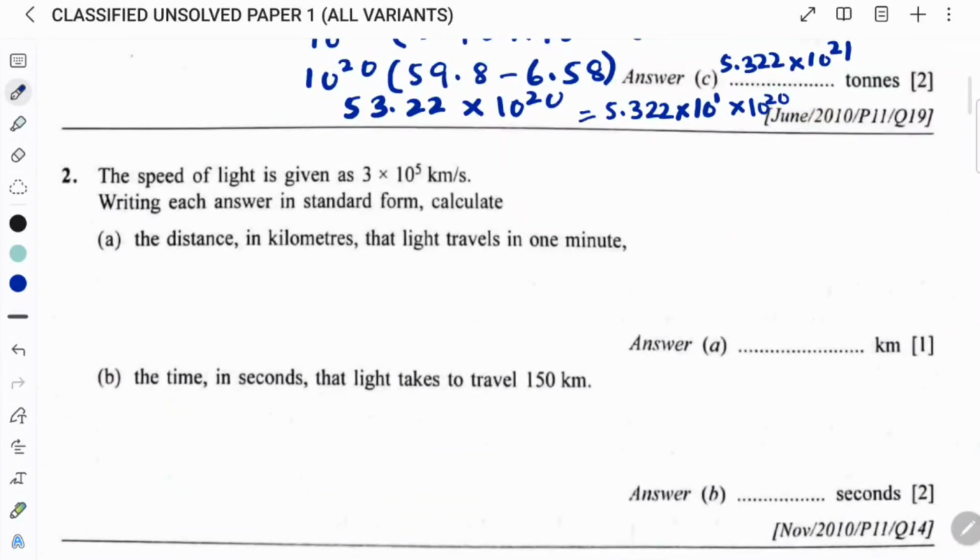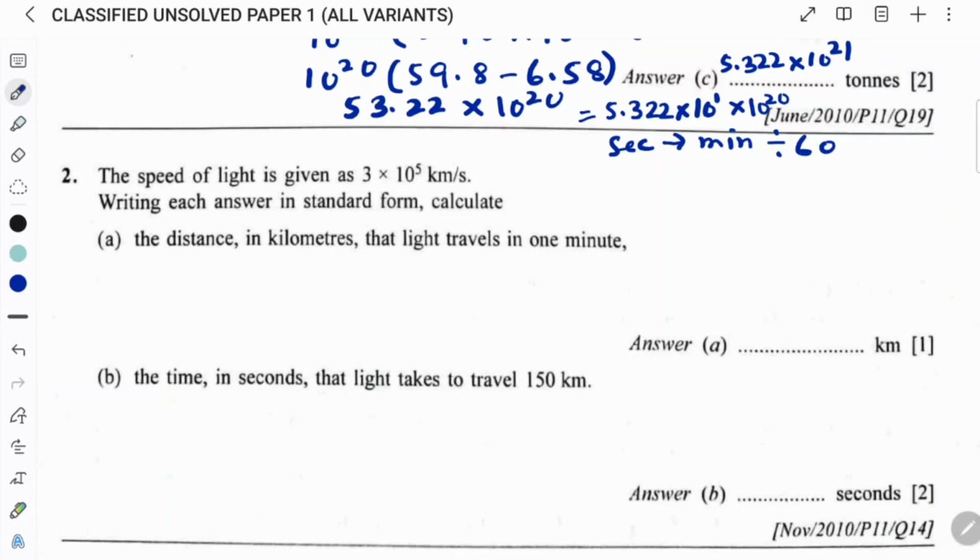The speed of light is given as 3 times 10 to the power 5. Writing each answer in standard form, calculate the distance in kilometers that light travels in one minute. Okay. So we have some unit conversion as well here. So you know that seconds to minutes we divide by 60.